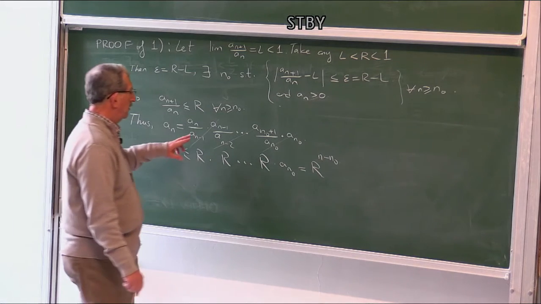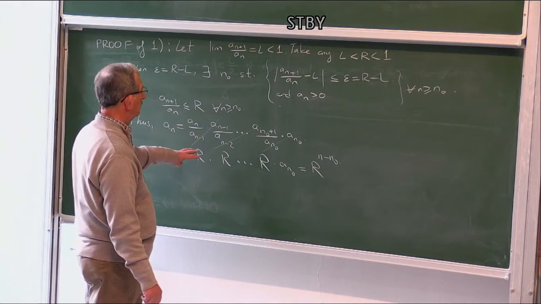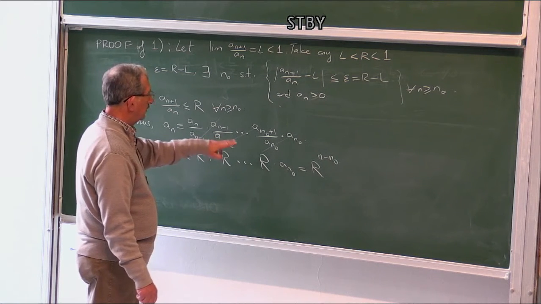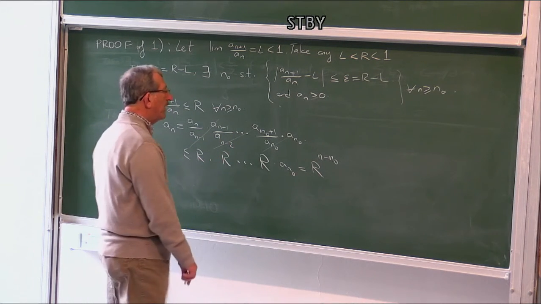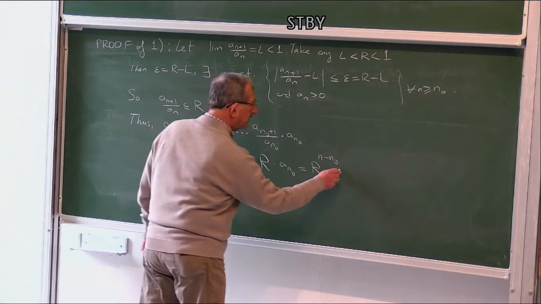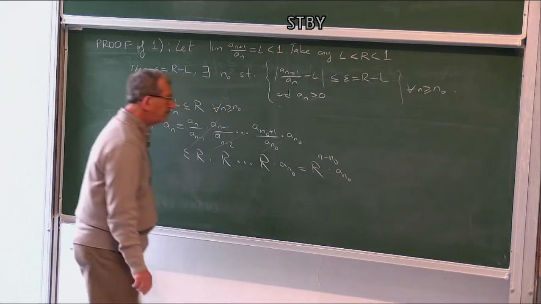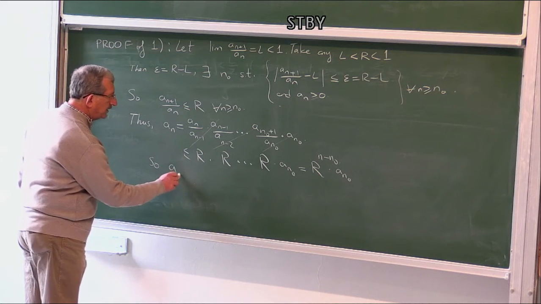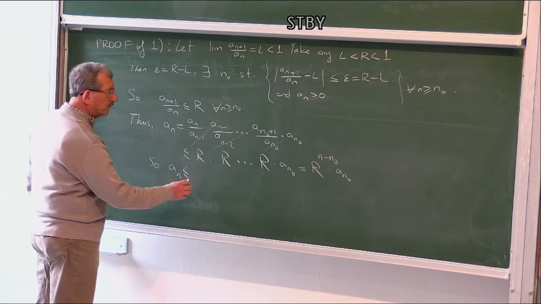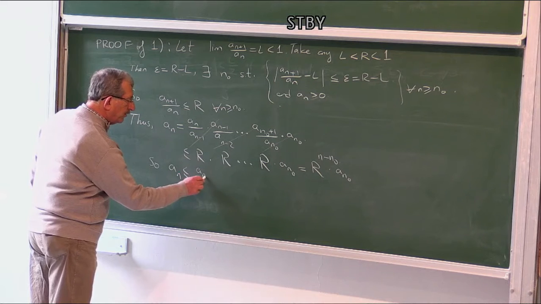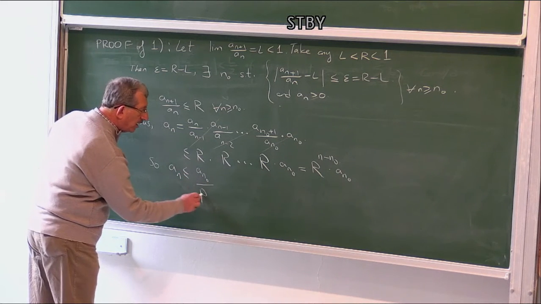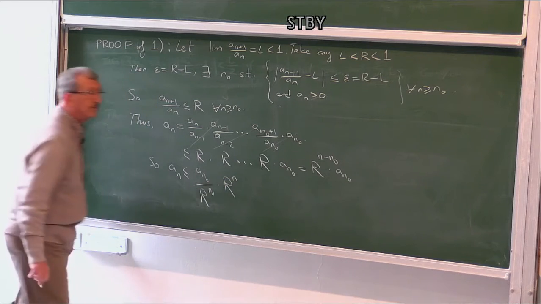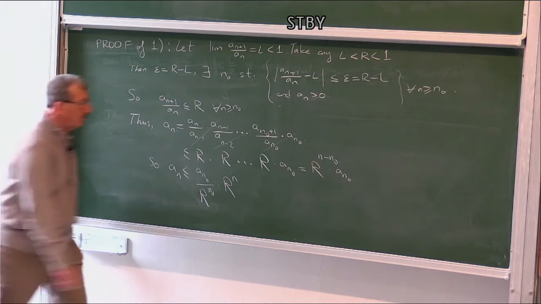Let me check if I'm correct. You have this minus, that's right. So you have this, and a_{N0}. In other words, a_n is less than a_{N0} divided by R to the N0 times R to the n. And it's true, ultimately.